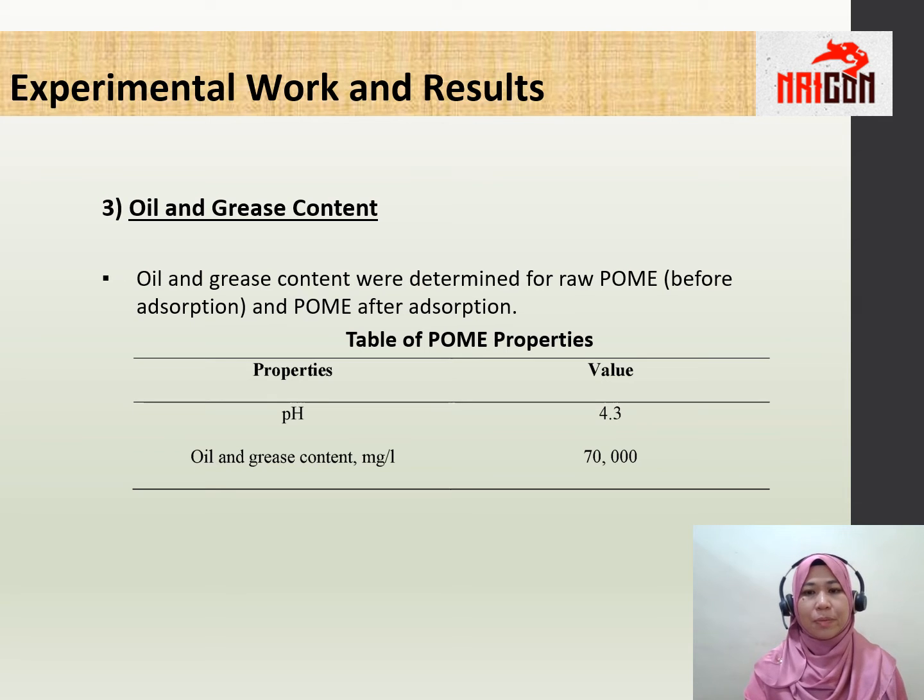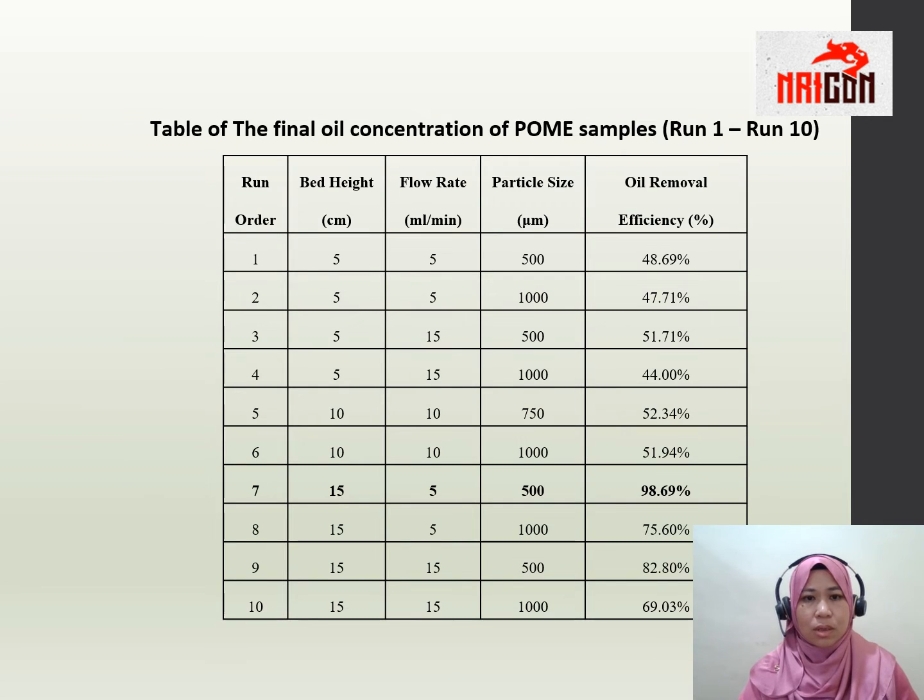Oil and grease content were determined for raw POME before adsorption and POME after adsorption. As you can see in the table, the pH value is 4.3, and oil and grease content is 70,000 milligram per liter. The table shows the final oil concentration of POME samples, run number 1 to run number 10. The highest oil removal efficiency is 98.69% by run number 7, and the bed height is 15 centimeter, flow rate 5 milliliter per minute, and particle size is 500 micrometer.